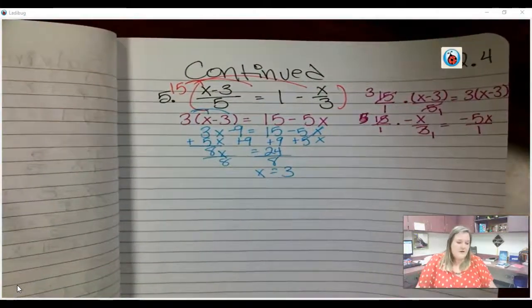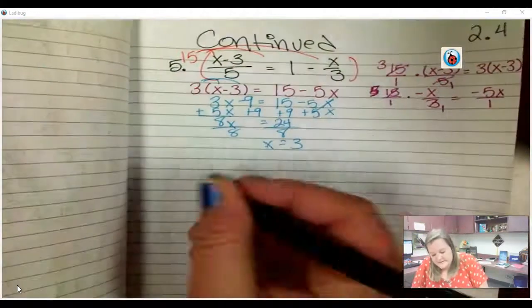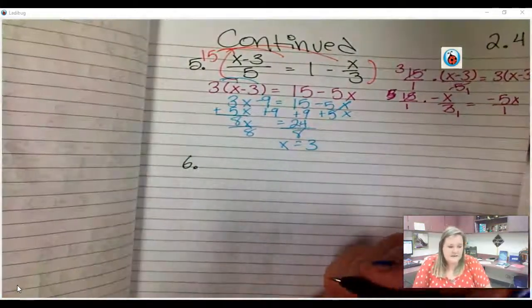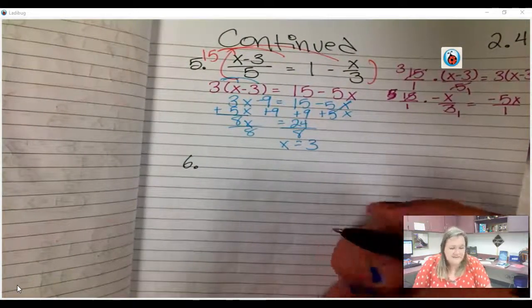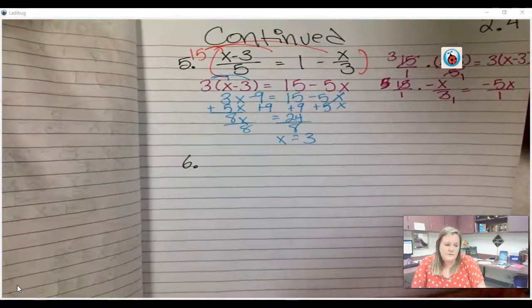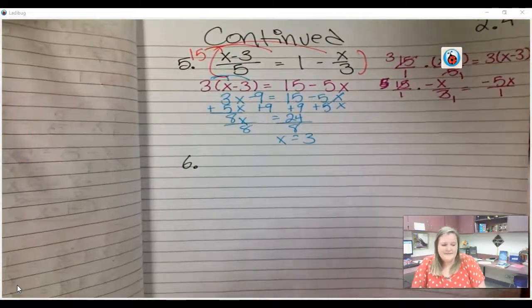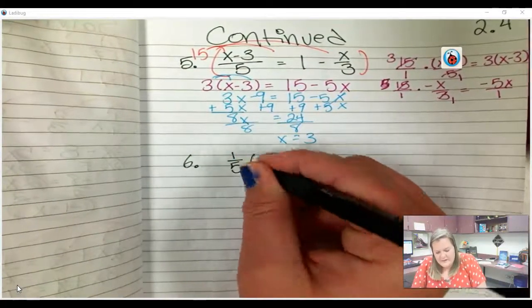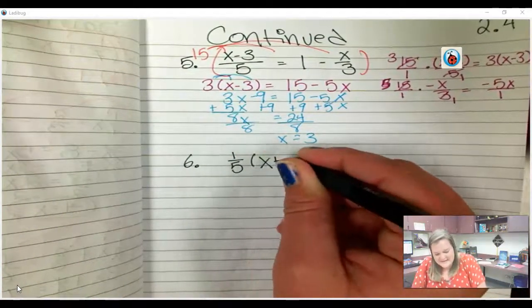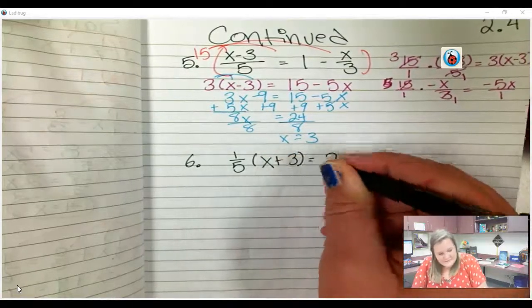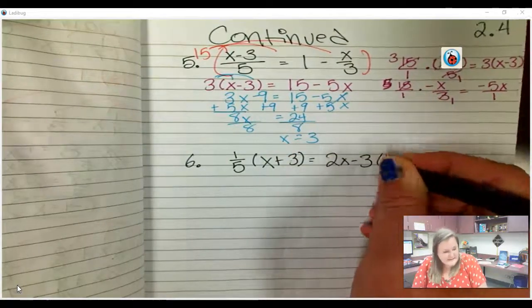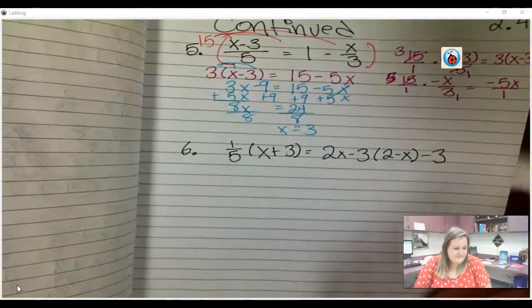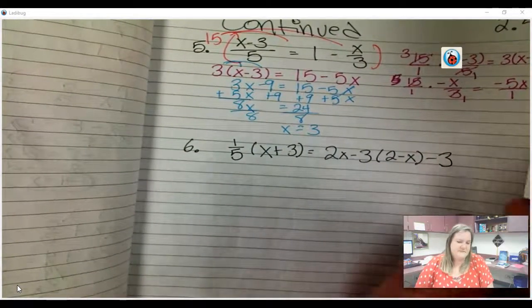Okay, so here's the last one, which means that it's the hardest one. That was a lie. Do I have an answer to this one? Yeah, I do. Okay. No, I don't. It's fine. We'll figure it out, right, guys? Okay, so 1/5 times x plus 3 equals 2x minus 3 times 2 minus x minus 3. Oh, we're not actually solving this. We're just simplifying it down.